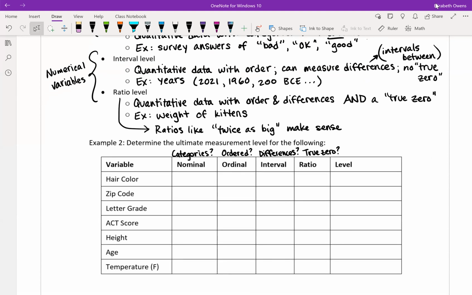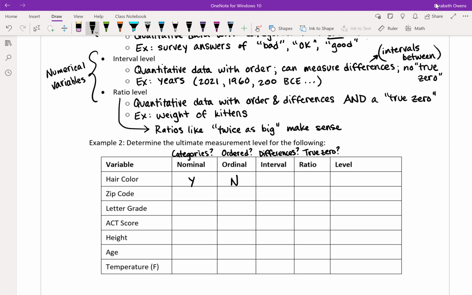Okay, so looking at our first variable, hair color, there are categories to that, definitely. It is qualitative data, different hair colors like black, blonde, red, brown, rainbow, etc. So yes to that. Now, can they be put in order? Not really. There is not a set order to hair color. It's not dictated that brown hair comes before red hair, comes before blue hair, etc. So there isn't a set order to hair colors.